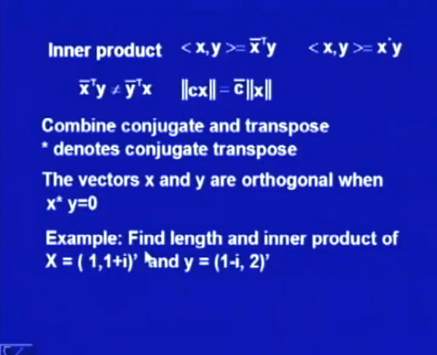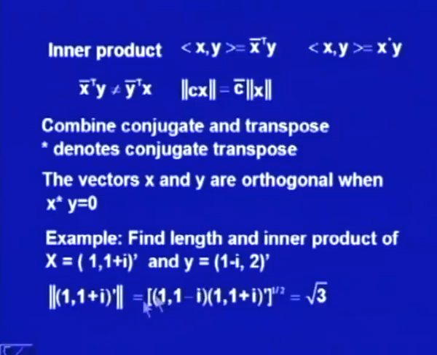Now let us illustrate these concepts with the help of an example. Find the length and inner product of the vector x, which is 1 comma 1 plus i transpose, and y is equal to 1 minus i comma 2 transpose.